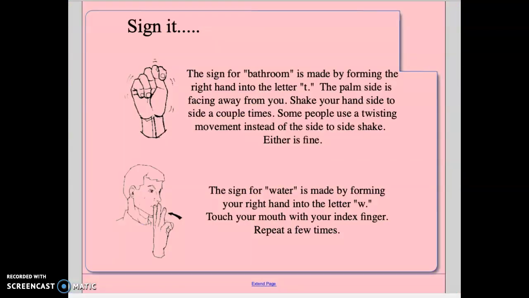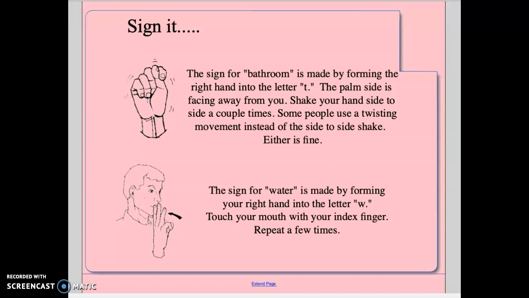In music class, sometimes you might need to use the restroom or you might need to go get a drink of water. If you would like to use the restroom, please do the sign for bathroom. It's made by forming the right hand into the letter T. The palm side is facing away from you. You shake your hand side to side a couple times. Some people use a twisting movement instead of the side-to-side shake. Either is fine. Why don't you go ahead and try that right now?